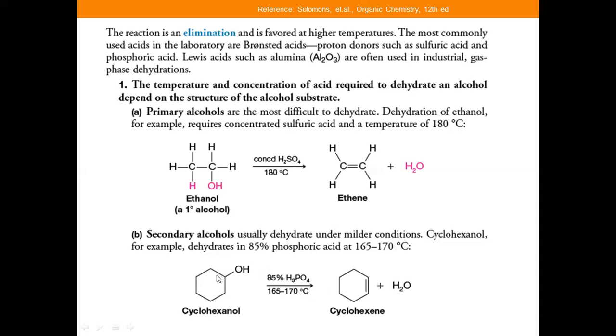Again, our leaving group is OH, and HOH is eliminated. Water is eliminated: the beta proton and the OH are eliminated, and you get a double bond. Here you get your OH, and your beta proton here is eliminated, and you get a double bond. Also in this case, of course, the side product is always water.